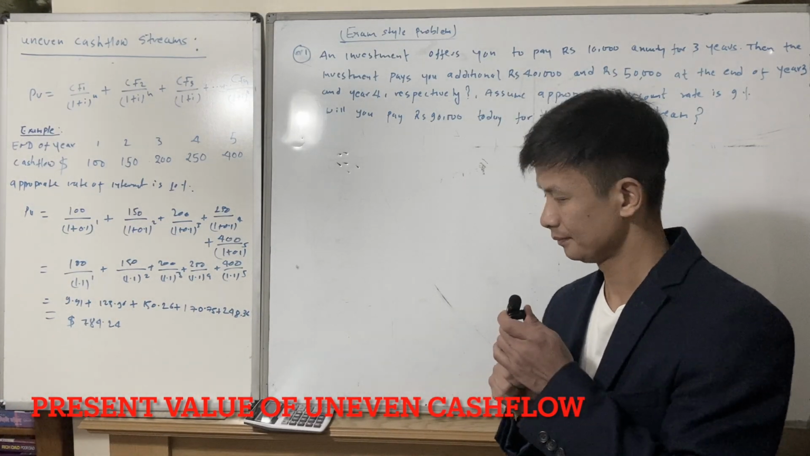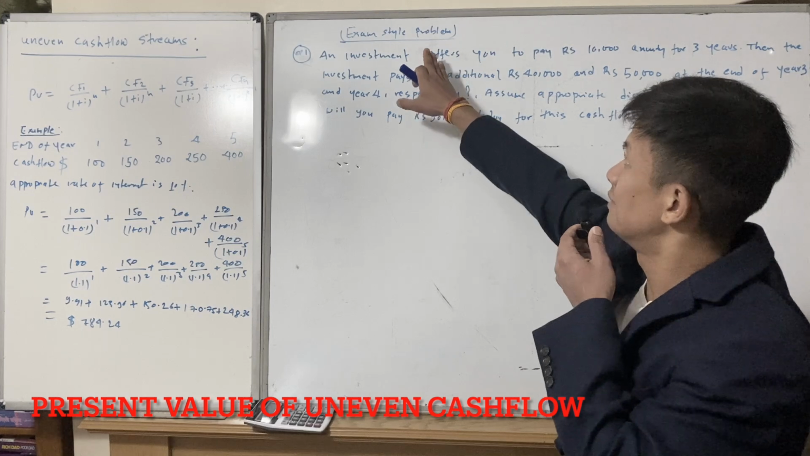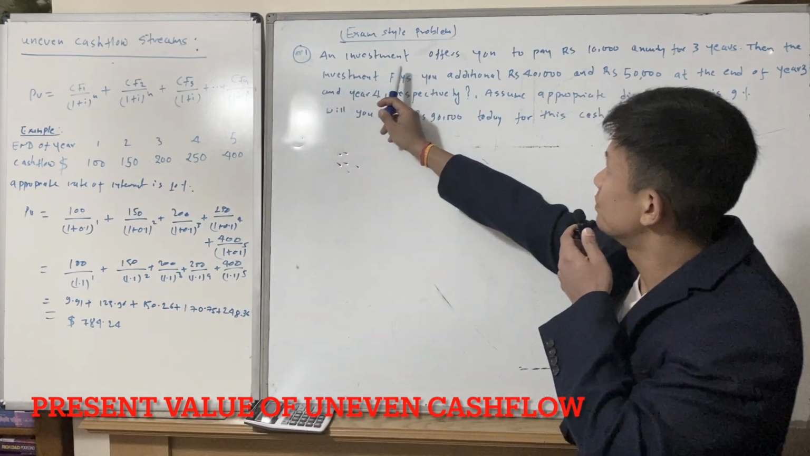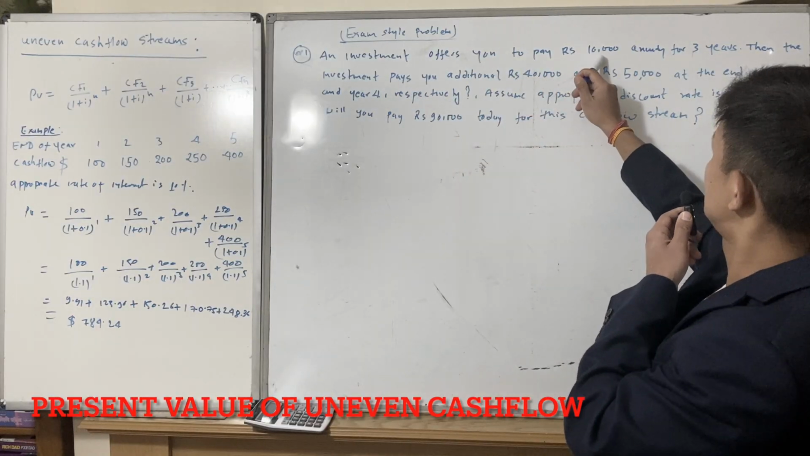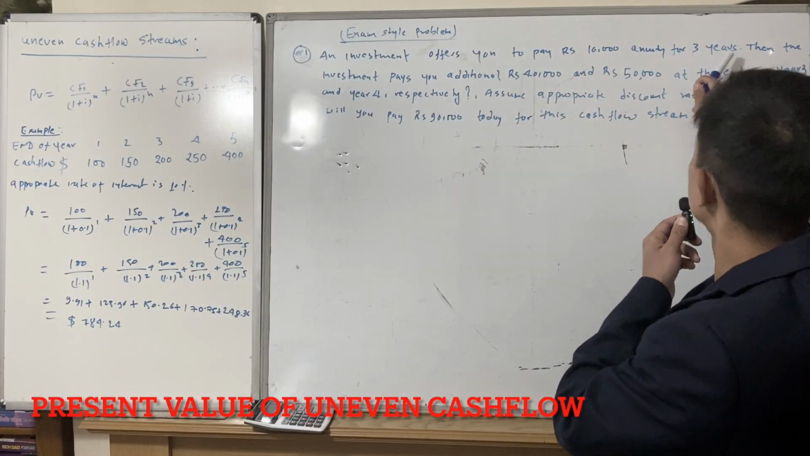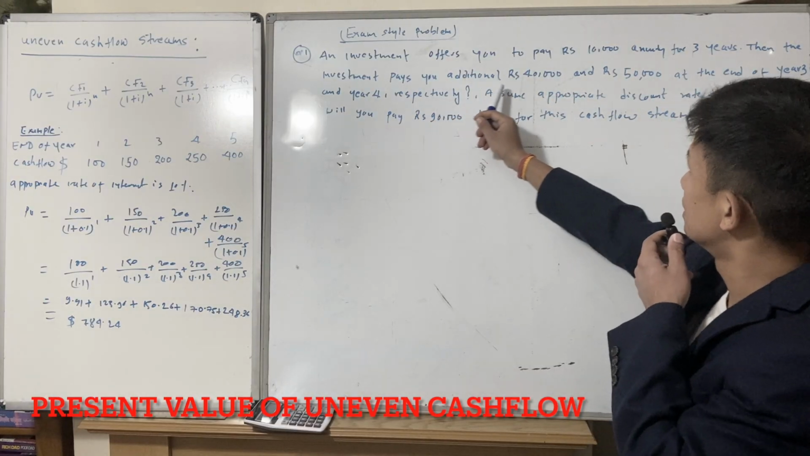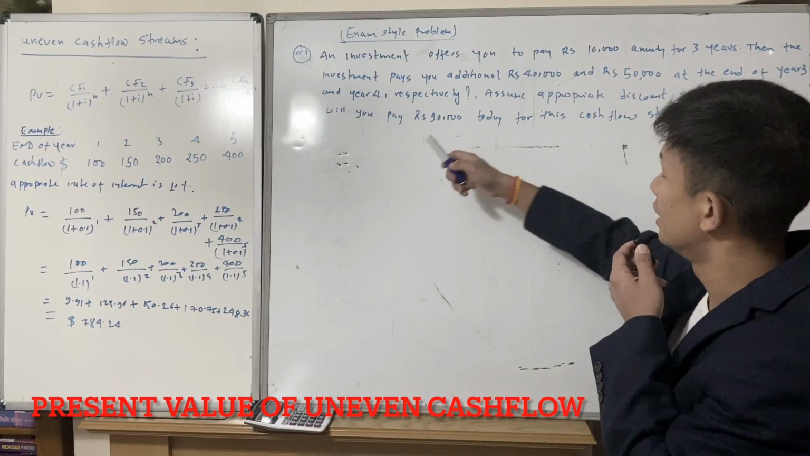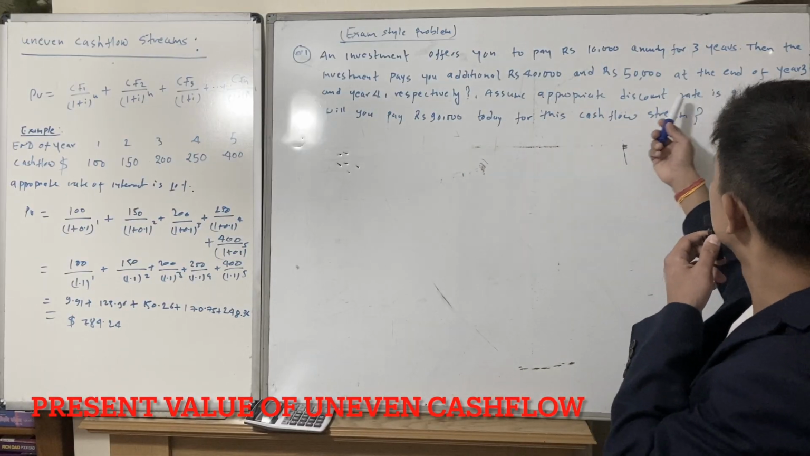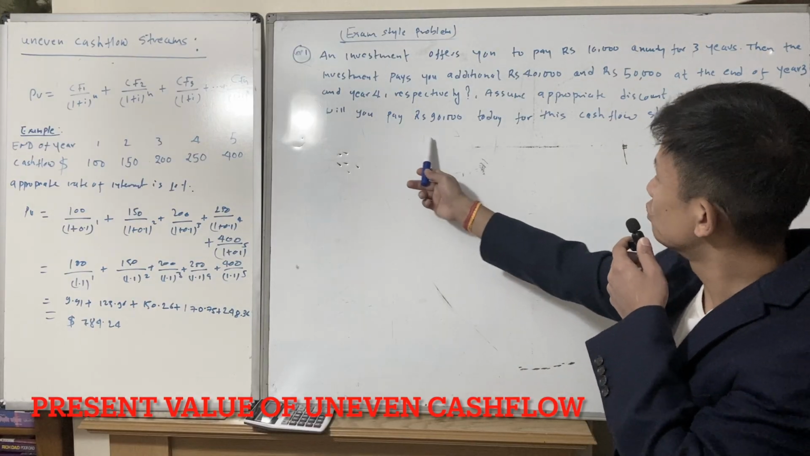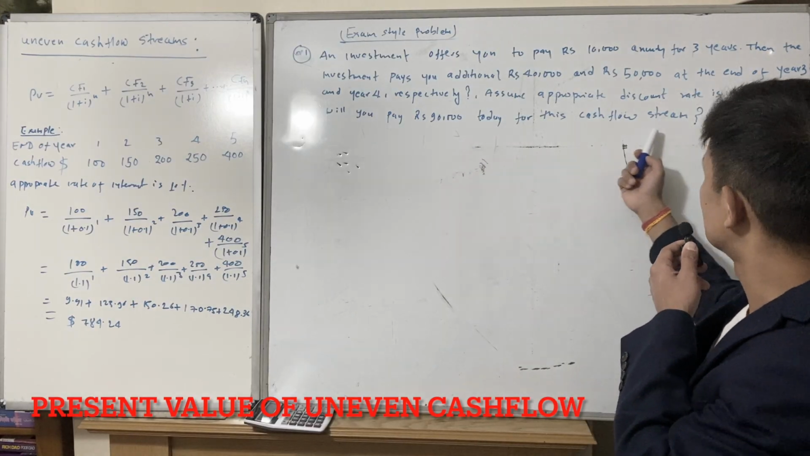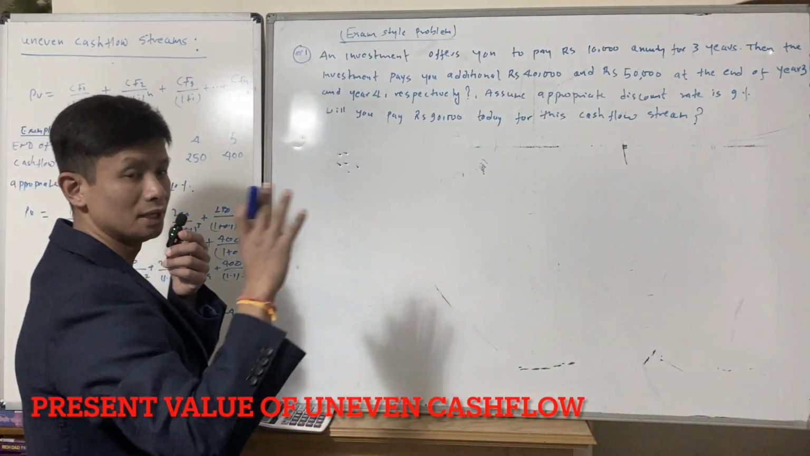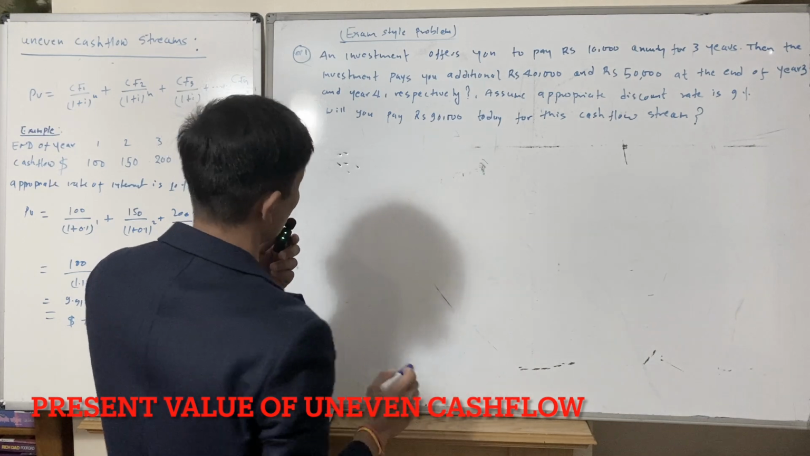Now, let's check an exam style problem. The question is: an investment offers you rupees 10,000 annuity for 3 years. Then the investment pays you an additional rupees 40,000 and 50,000 at the end of year 3 and 4 respectively. Assume the appropriate discount rate is 9%. Will you pay rupees 90,000 today for this cash flow stream or not? Let's find out whether the present value will be more than this 90,000 or less.